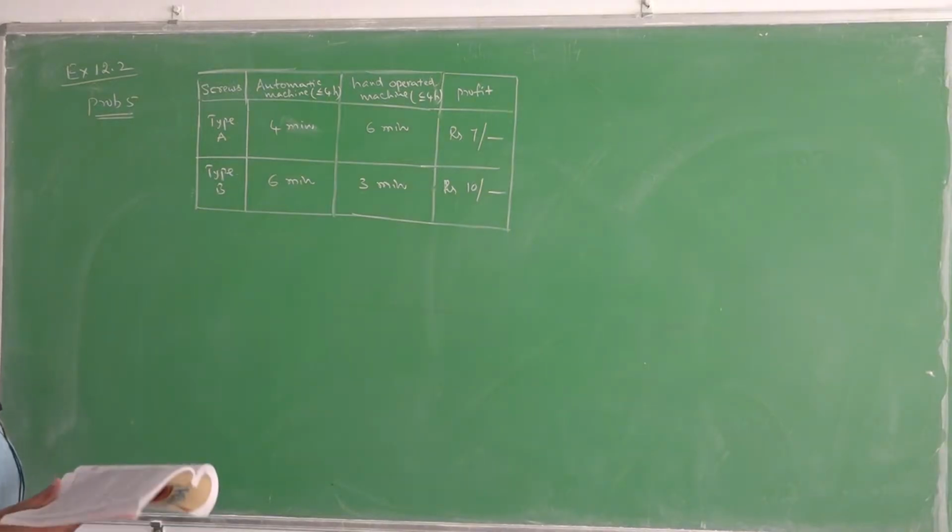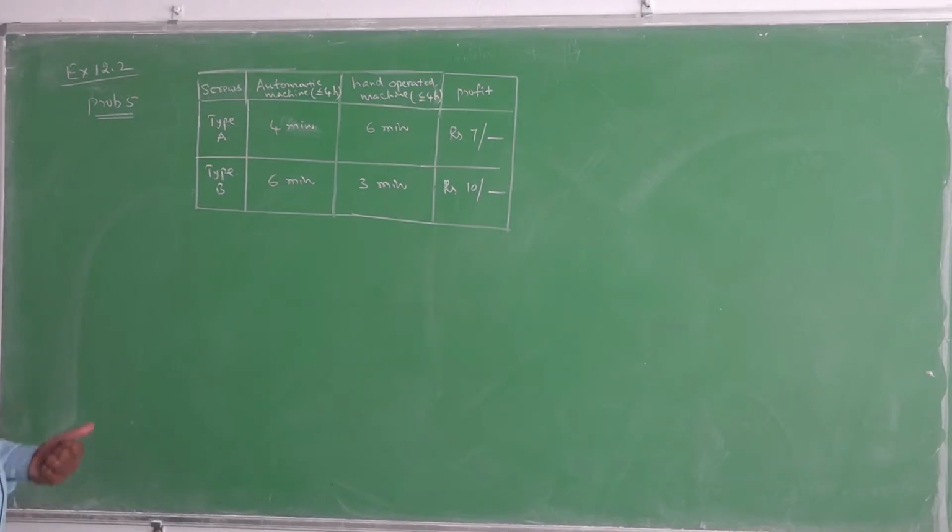Now you have to maximize the profit. To maximize the profit, how many packages of type A and how many packages of type B screws are to be manufactured per day? That is the problem here.